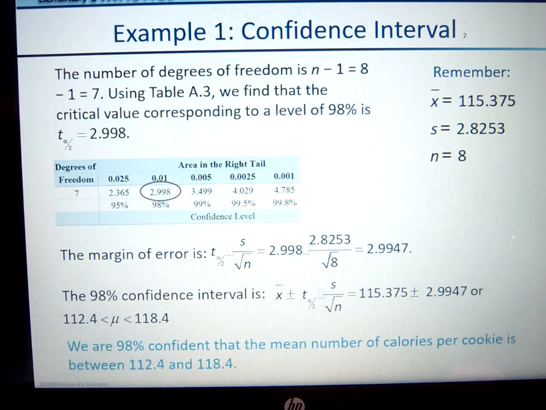So that is the value that we're going to add or subtract from our mean value, and then we can say that the population mean will be between 112.4 and 118.4. So we're 98% confident that the mean number of calories per cookie is between 112 and 4/10 and 118 and 4/10.